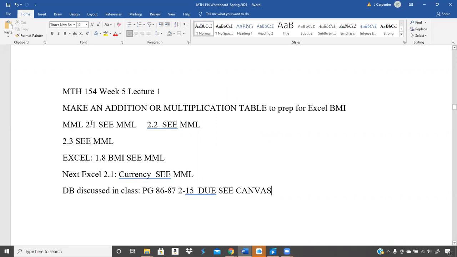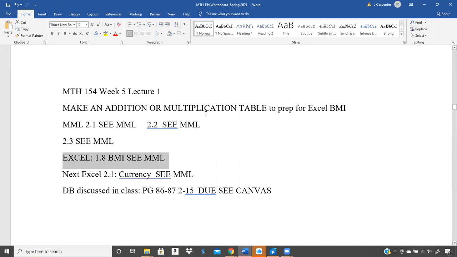Your My Math Lab homeworks that you're responsible for right now on the horizon are 2.1 and 2.2, which have already been completed in class lectures. And then today we will be doing 2.3. And then next class, we will do a good chunk of 2.4, but we will not finish it. So again, make sure you look in My Math Lab for those due dates or catch it on the live lecture. And then the upcoming Excel assignment with a due date assigned is 1.8 BMI.